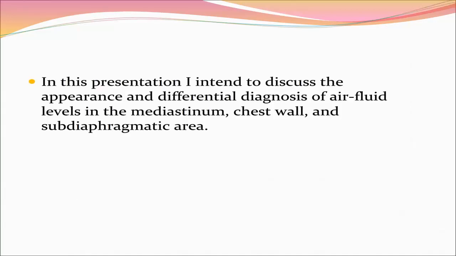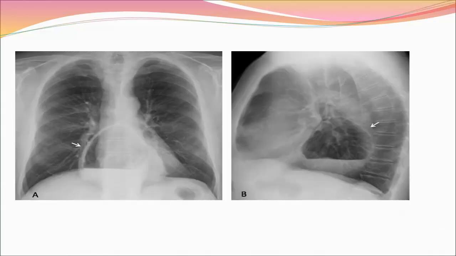In this presentation I intend to discuss the appearance and differential diagnosis of air fluid levels in the mediastinum, chest wall, and subdiaphragmatic area. A 72-year-old woman with a large hiatal hernia with an air fluid level in the lower middle mediastinum, A and B, arrows.